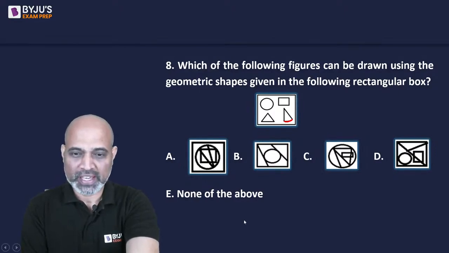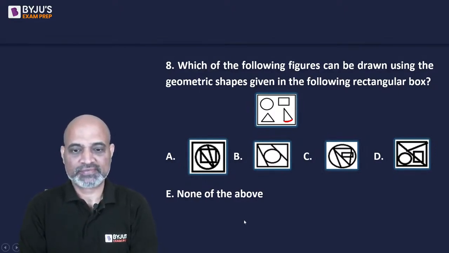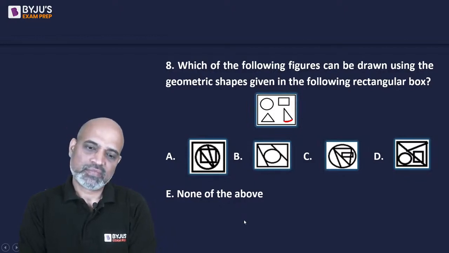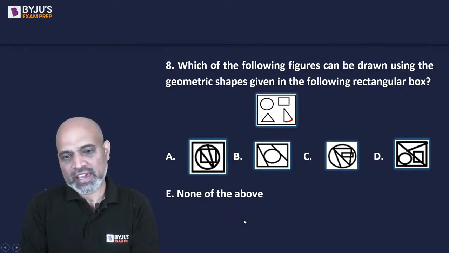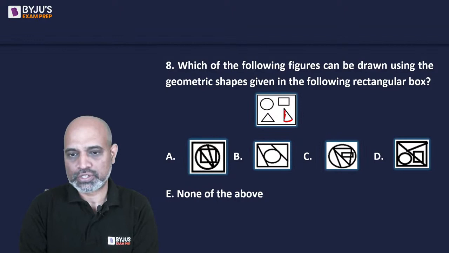So confusion between A and C. See, in the case of A, we do see a circle, we do see a rectangle or a square inside it, we do see this curved portion. Where is the triangle here? Triangle दिख रहा क्या इधर? We do have a triangle here, right?